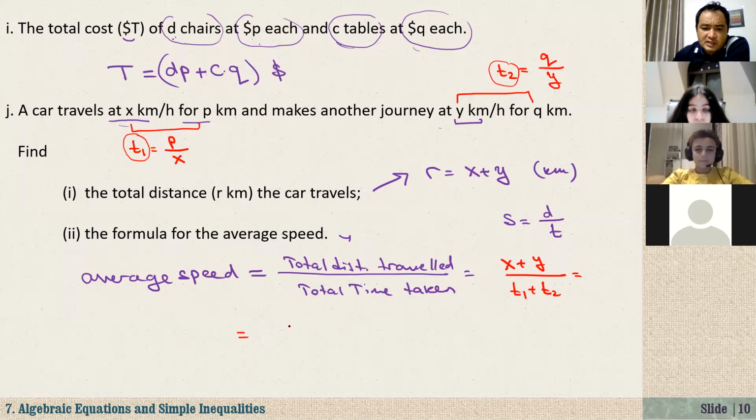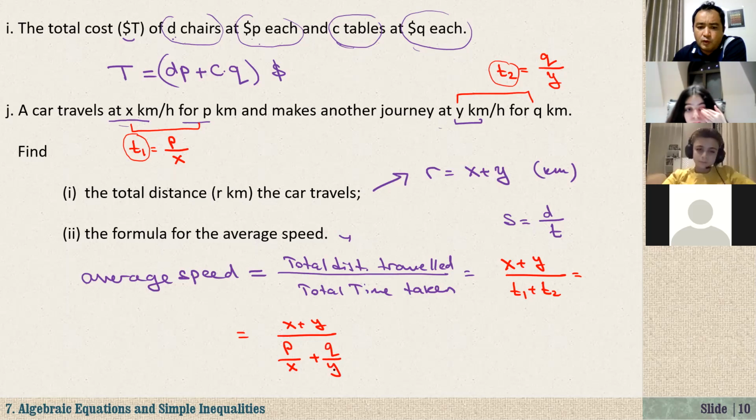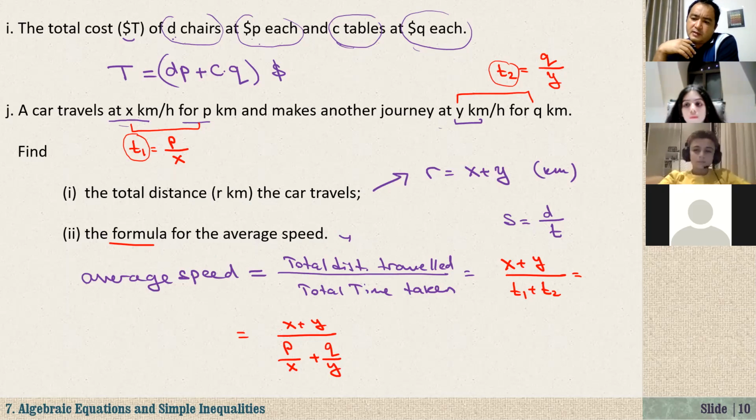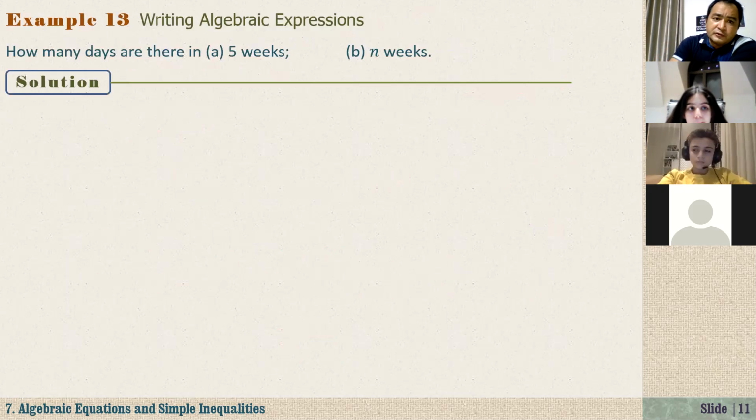So now let me just substitute these values. Here we have the total distance over, what is T1? T1 equals P over X. So here we have P over X plus, how about T2, it is Q over Y. Okay, that is the formula for the average speed for this question. In general, what is the average speed? Average speed is total distance traveled over total time taken. Okay, that's it. All right, let's continue, guys.